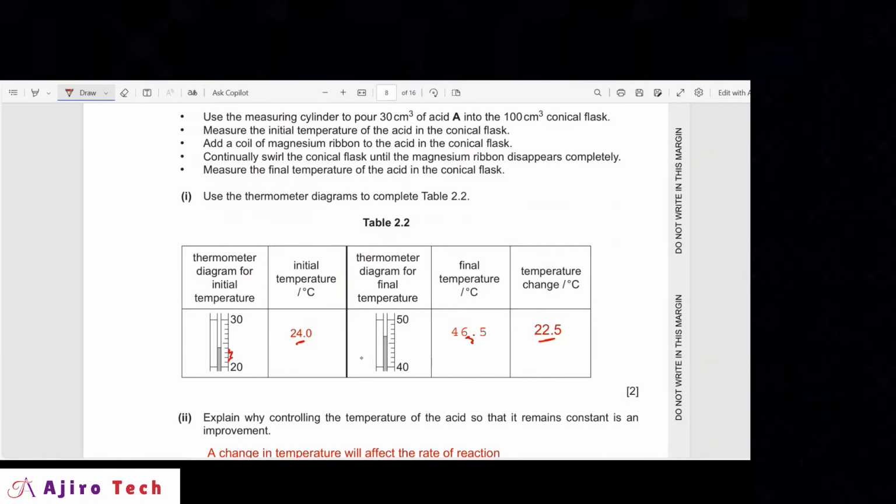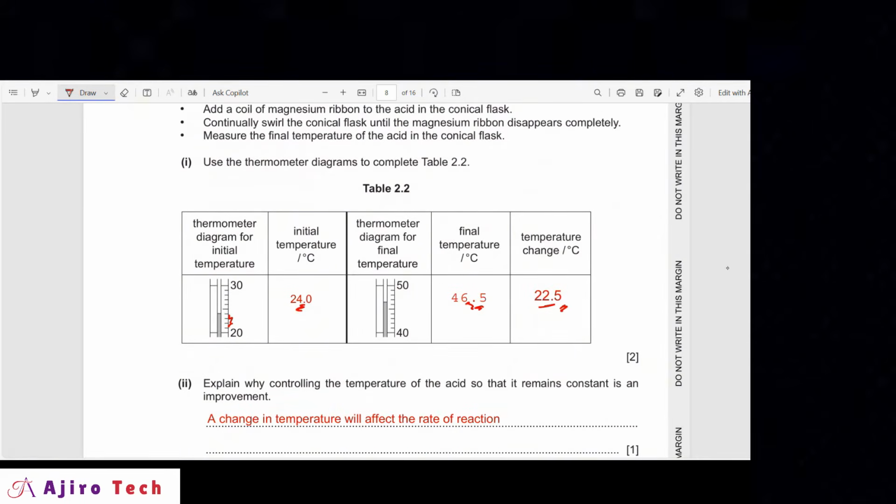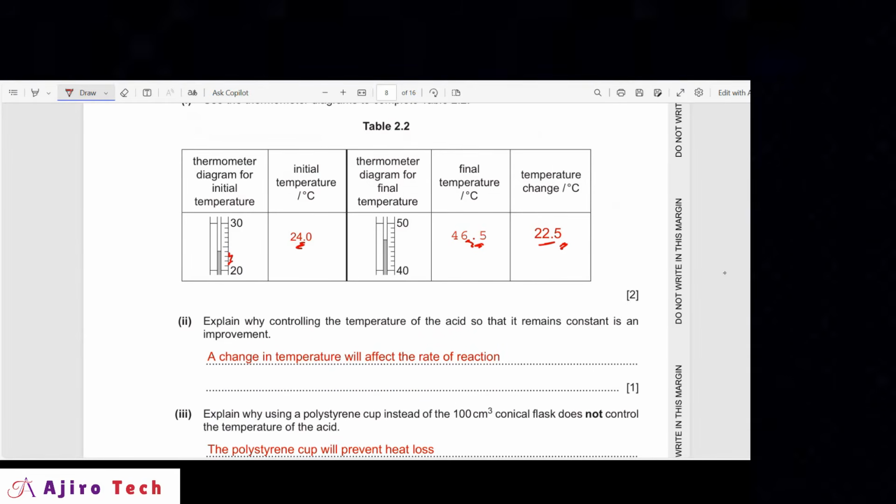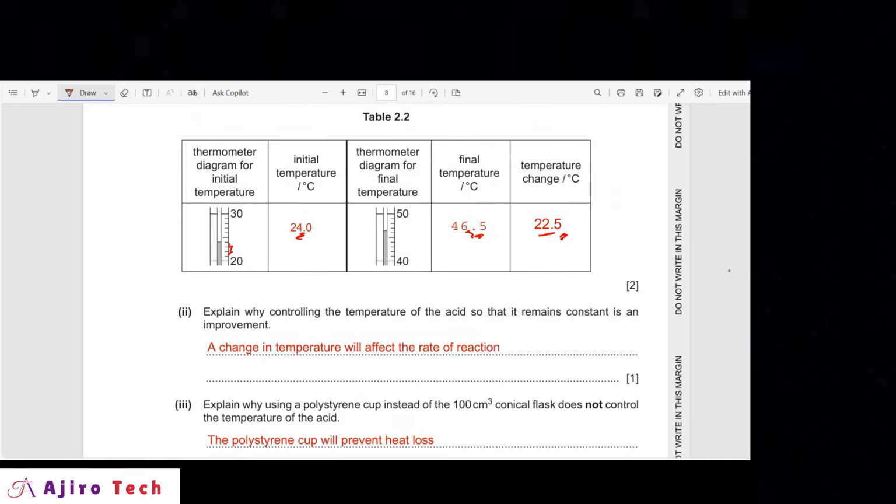Now you observe that all the readings here are reported to the same decimal place. This is very important. Always ensure that your readings are to the same decimal places. Explain why controlling the temperature of the acids so that it remains constant is an improvement. Because from your knowledge of rate of reaction, when temperature changes, it affects the rate of reaction. So you need to control the temperature because the temperature has a great effect on the rate of reaction.